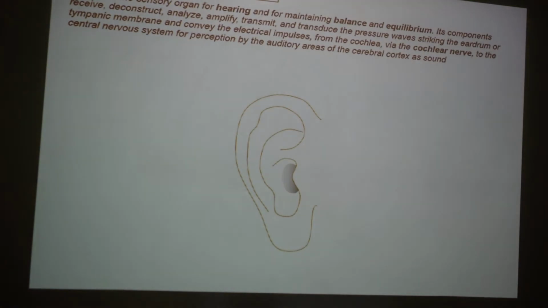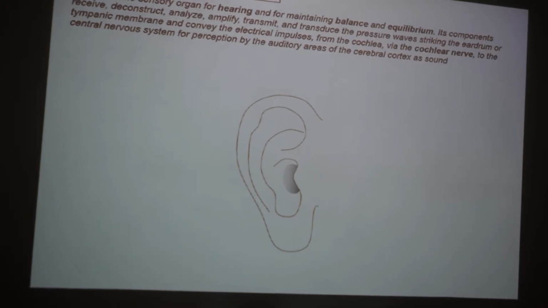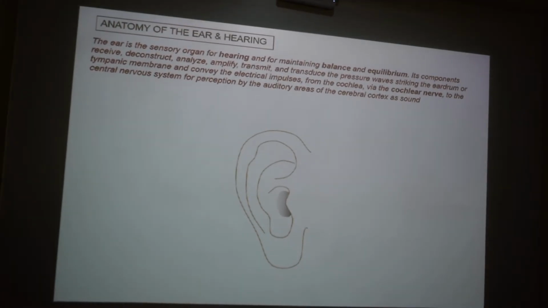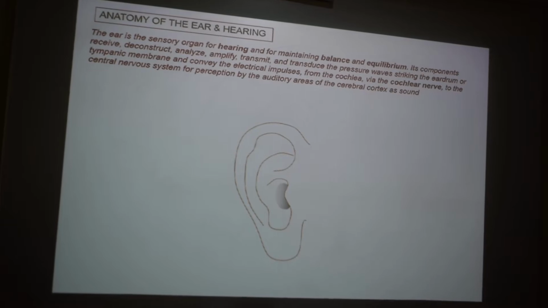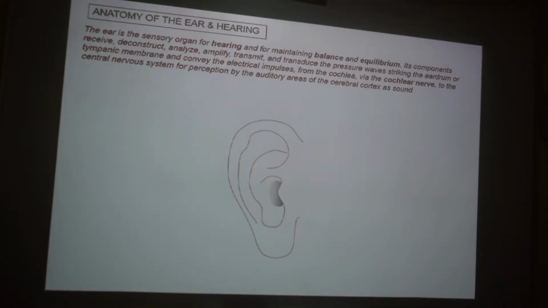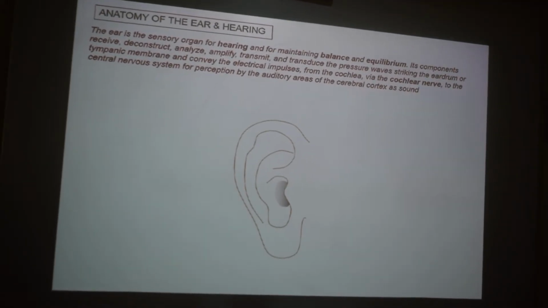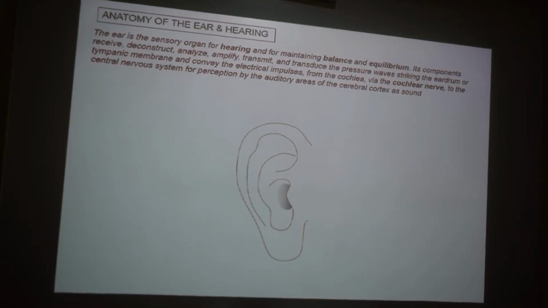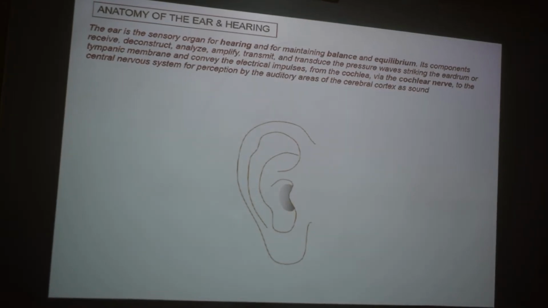The ear is a sensory organ for hearing, and it maintains the balance and equilibrium. Its components receive, deconstruct, analyze, amplify, transmit, and transduce the pressure waves striking the tympanic membrane, and convey these electrical impulses from the cochlea to the central nervous system for the perception of the auditory areas in the cerebral cortex as sound.